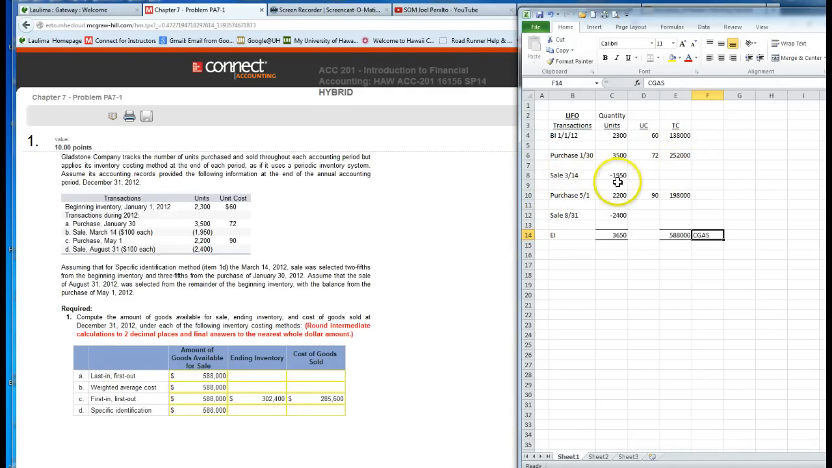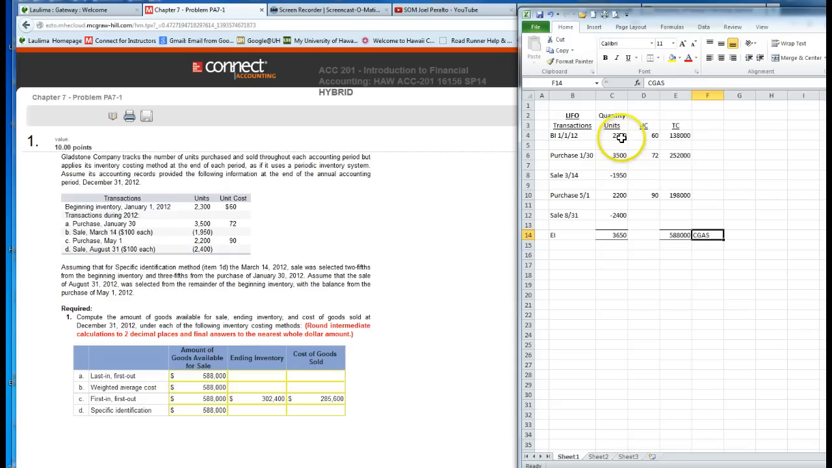The sale on March 14th, I'm just showing that we sold 1,950 units. Purchase on May 1st, again, was 2,200 units at $90 for a total of $198,000. And again, this is another calculation that I just made. And then finally, the sale on August 31st, 2,400 units. Now, if we add down this column of units, which is our quantity, we end up with 3,650 units, which would be what is left in the inventory.